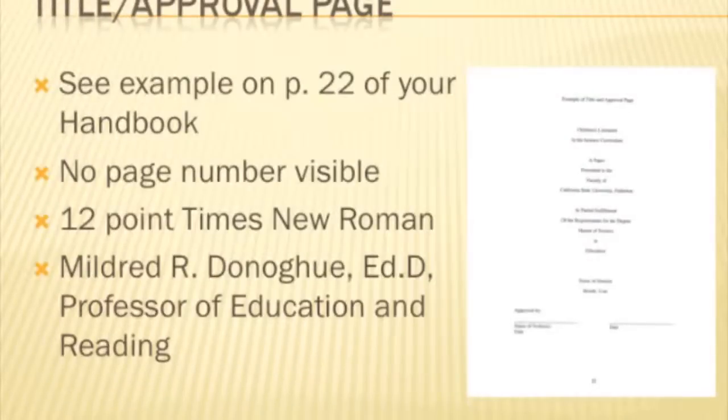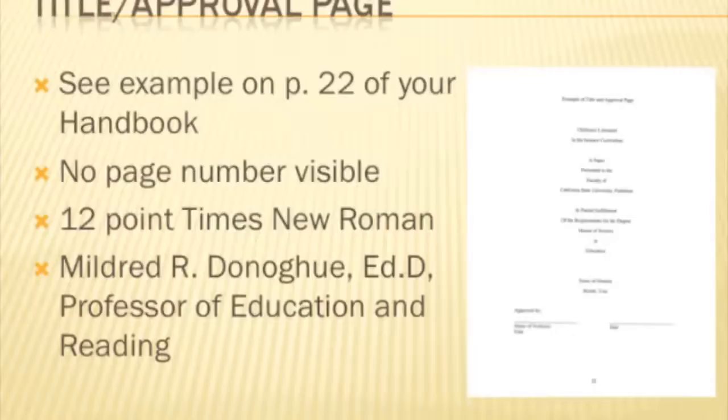On your title approval page, spacing and margins are critical. You will see an example on this slide and can examine it more closely on page 22 of the Graduate Project Handbook. Your title approval page is the first page of your project and the only page that does not have a visible page number. The page numbers for the Frontis materials, everything up to and including the dedication, are in lowercase Roman numerals, not Arabic numerals. But on the title approval page, the number is an invisible lowercase Roman numeral 1.